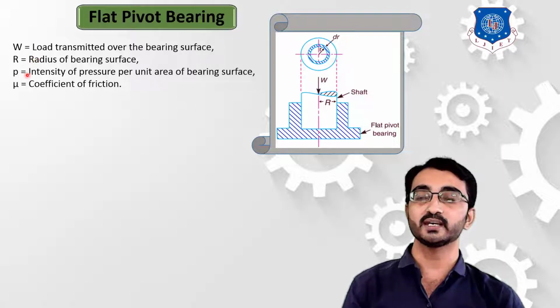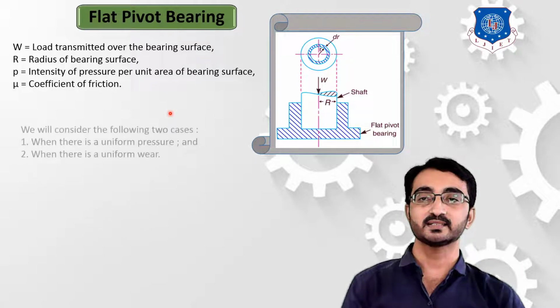Okay, then we can consider P as the intensity of pressure which is uniformly acting on this surface, and mu, which is known as the coefficient of friction, because over here due to rotation of this shaft, friction will be developed.